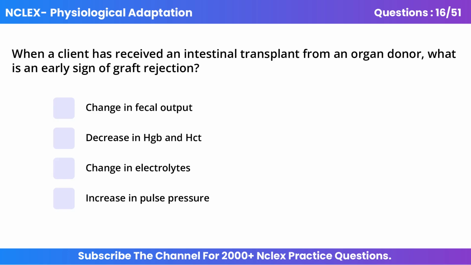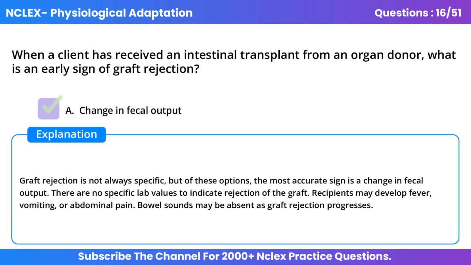Question 16. When a client has received an intestinal transplant from an organ donor, what is an early sign of graft rejection? A. Change in fecal output. Graft rejection is not always specific, but of these options, the most accurate sign is a change in fecal output.